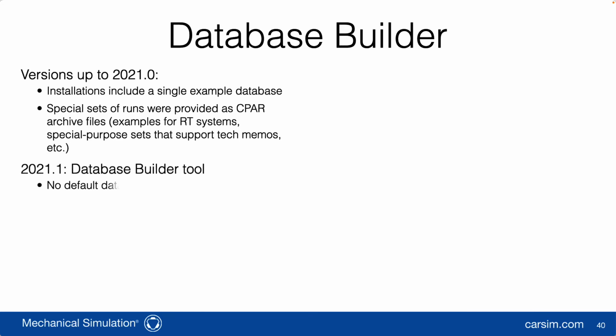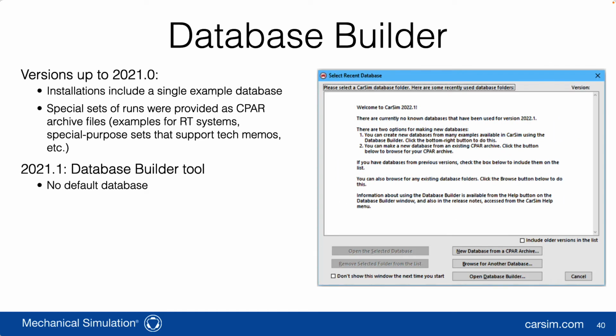Starting with 21.1, a year ago, we got rid of that. We take every data set that we use for internal testing and we put those in CPAR archives that are installed forever in your installation that you can use or not use as you see fit. The first time you launch the product, you get a screen saying that there's no database yet. Would you like to make one? And you have several options. One is that you can show your old data sets and go from there, but the main one is that you'll use the button down there that says Open Database Builder.